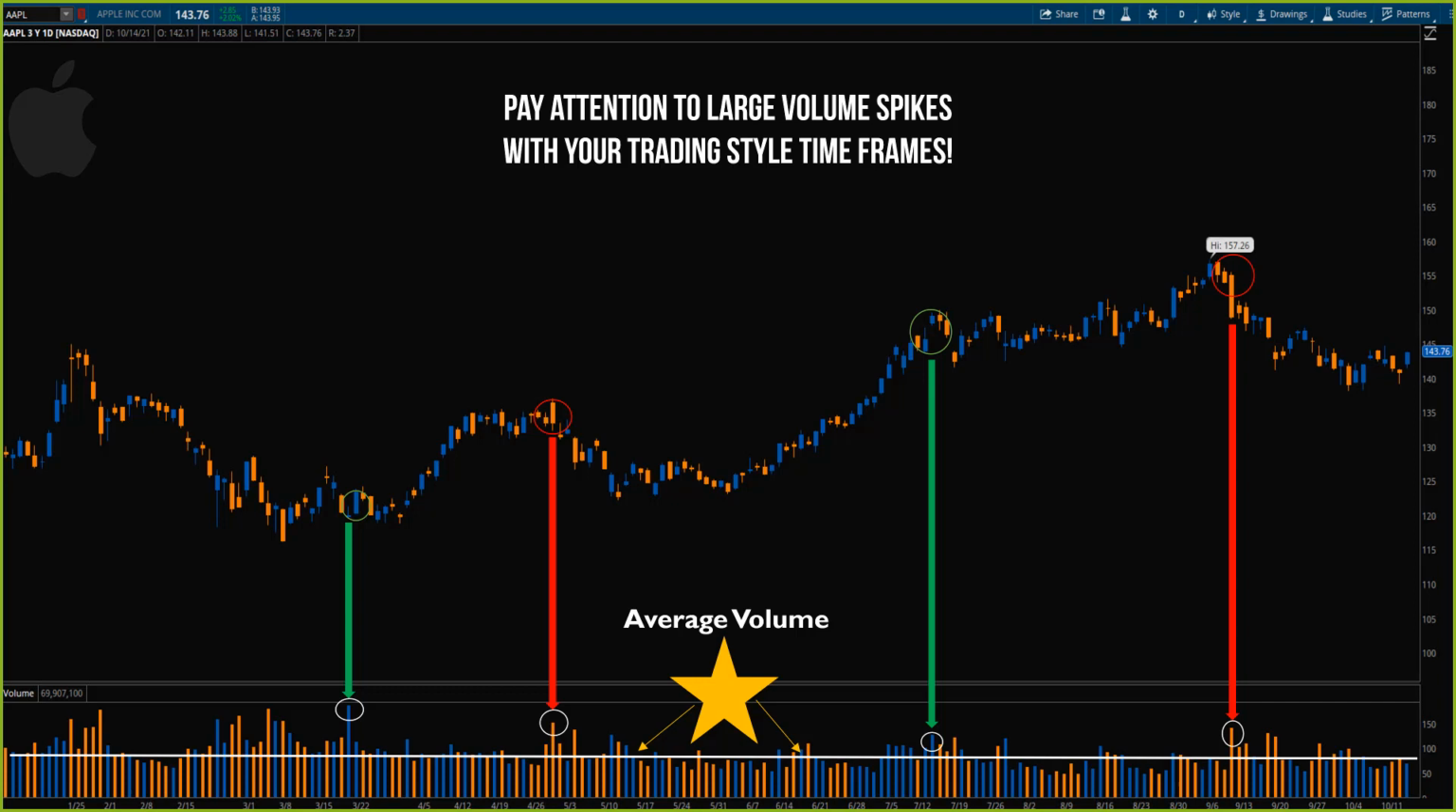So pay attention to those large candlesticks and those bigger, larger volume bars, based upon your trading style. Many times, many important things happen, reversals to the upside and also to the downside. And it's confirmed many times by volume.